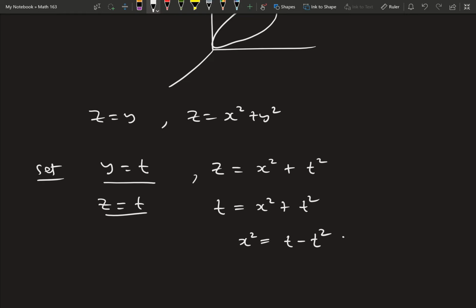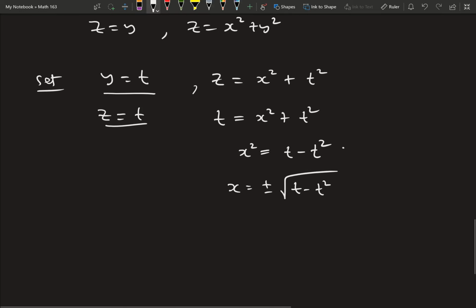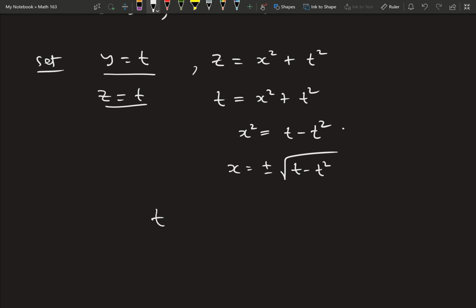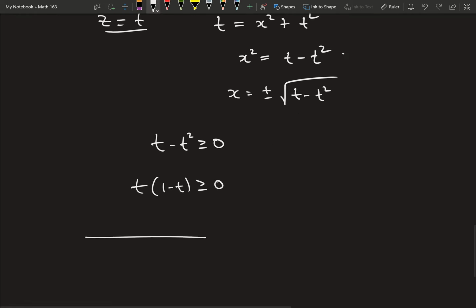Part of the parameterization is going to be in one, part of it's going to be in the other. So x here is plus or minus the square root of t minus t squared. And there's going to be some bounds on this. Notice here that we need t minus t squared to be greater than or equal to 0. If we factor out a t, this means t times 1 minus t must be greater than or equal to 0.